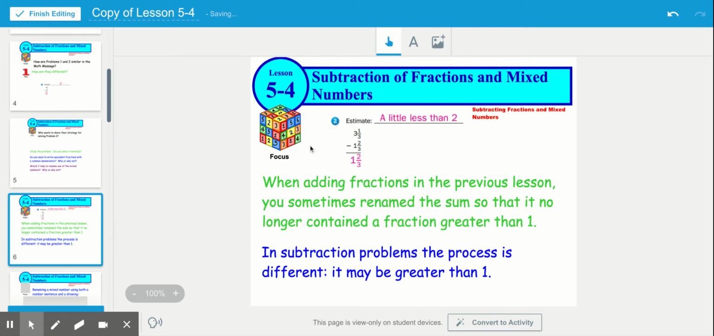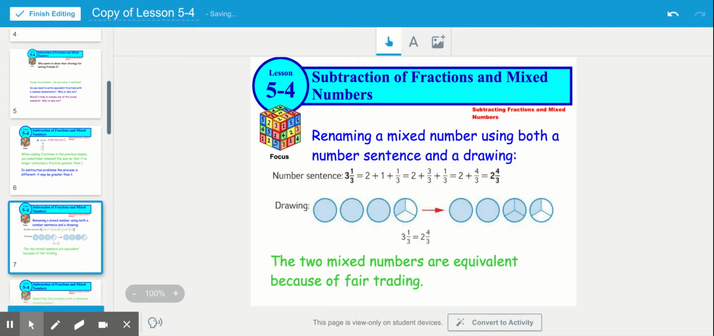So in problem number 2, you can see here, it says that our estimate was a little less than 2. And the answer we got when we subtracted 3 1/3 minus 1 2/3, we got 1 2/3. So in the previous lesson, when we were adding fractions, you sometimes renamed the sum so that it no longer contained a fraction greater than 1. Well, in subtraction problems, the process is a little different. It may be greater than 1.